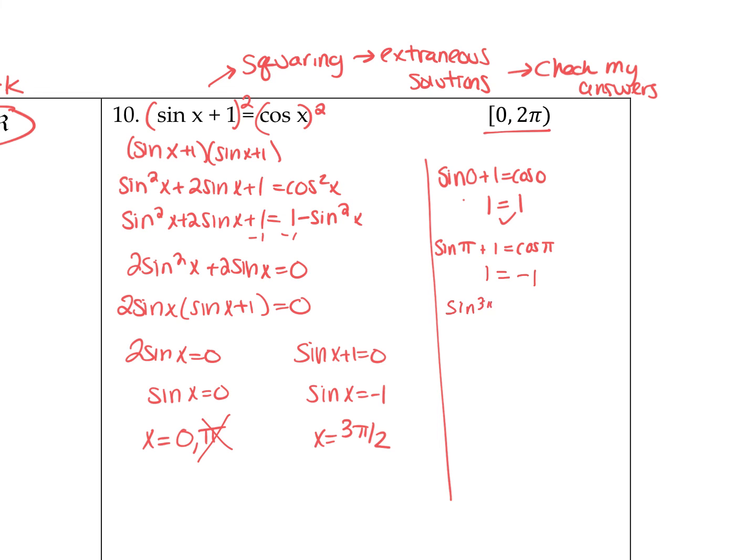Sine of 3 pi over 2 plus 1 should be equal to the cosine at 3 pi over 2. Sine at 3 pi over 2 is negative 1. Negative 1 plus 1 is 0, which is what the cosine at 3 pi over 2 is. So my two solutions are 0 and 3 pi over 2.